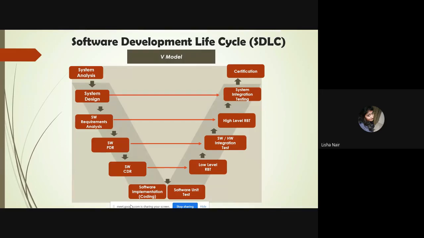I think this diagram is pretty much known to all of you, what we follow, a V model. From the system analysis, we have the design, which is called the high level design. Then we derive it down to the software requirements. We allocate each model or each functionality to each subsystem. When I say subsystem, when you say there is a flight control system, it is a whole system, but it has several other subsystems in it.